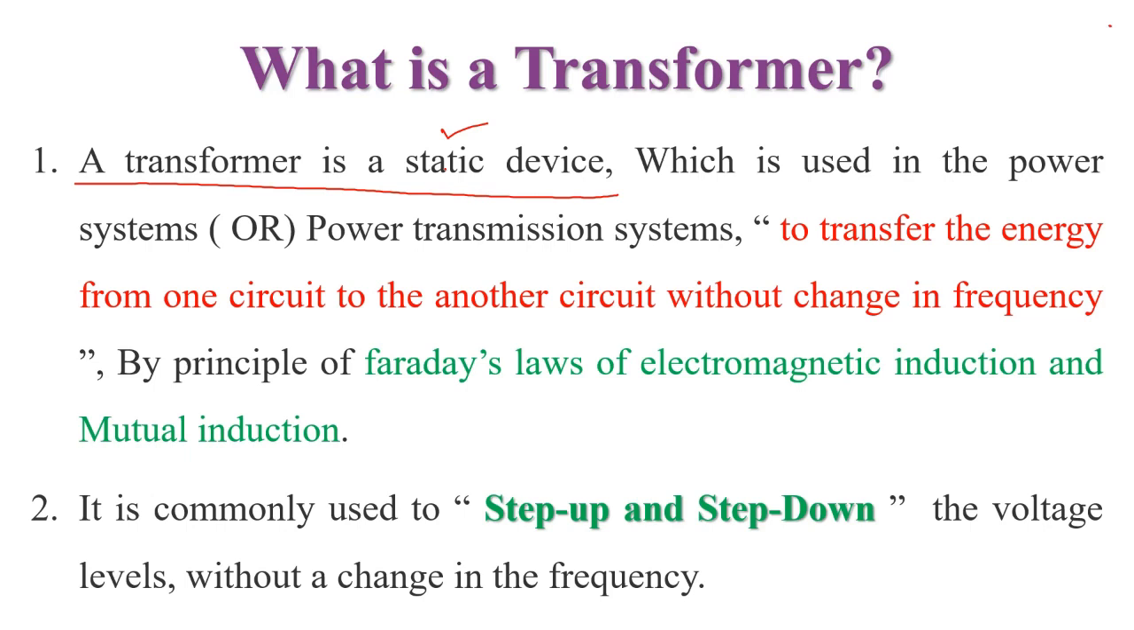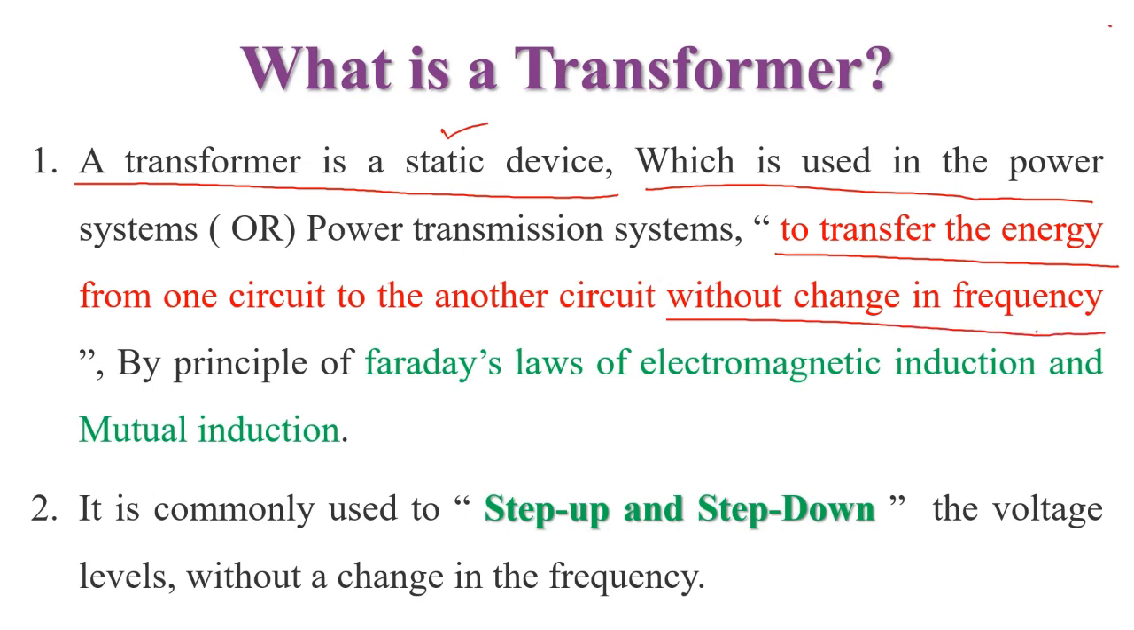That is the reason why the transformer is a static device, which is used in power systems or power transmission systems to transfer energy from one circuit to another circuit without change in frequency. This term is very important. So the transformer is a static device used in power transmission systems to transfer the energy from one circuit to another without change in frequency.